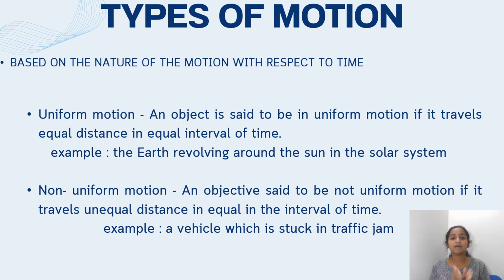For example, you can see a vehicle which is stuck in a heavy traffic jam. The vehicle can only be driven at a slow pace, right? So sometimes the distance covered will be equal, sometimes it will be very less. So that is uniform and non-uniform motion. We can make it more clear through a video.